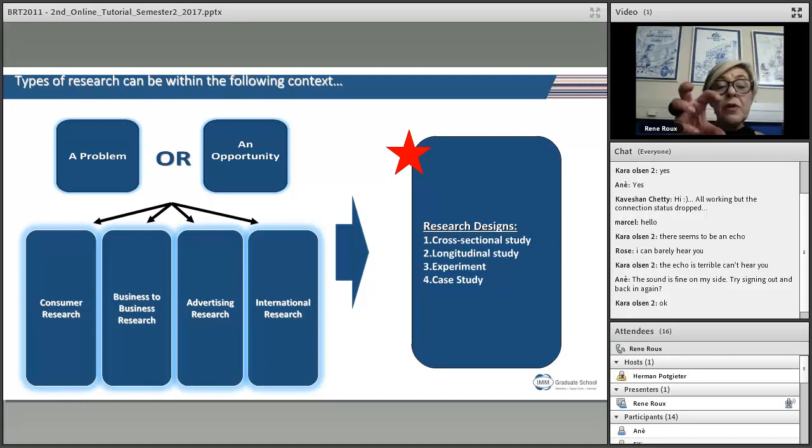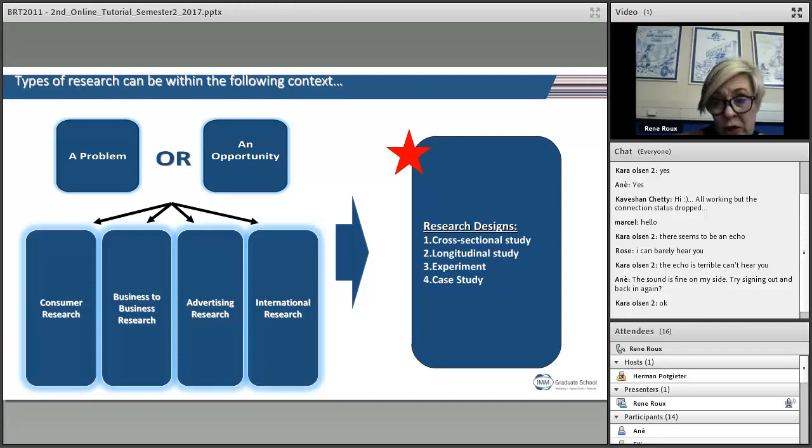And the types of, when you have a research problem or opportunity, and it leads to research. It can be either consumer research, where you speak to your customers or consumers out there who are people who are using your product, but not using your product, or might use it in the near future, or they use a competitor's product, but it's individuals.